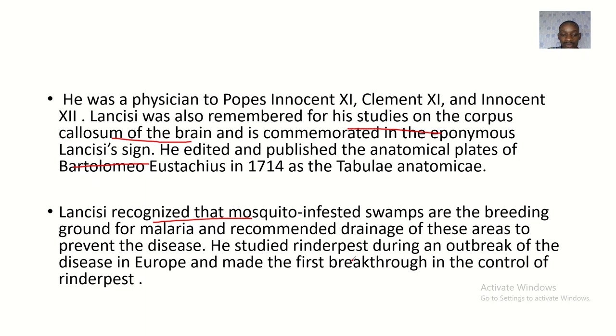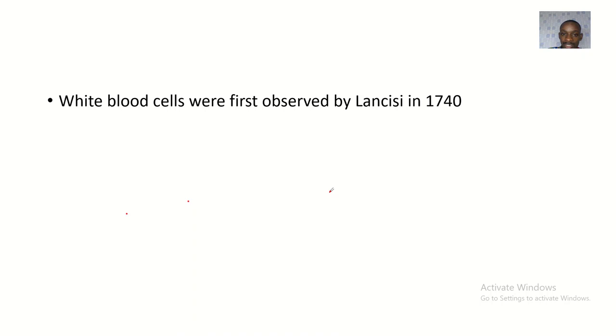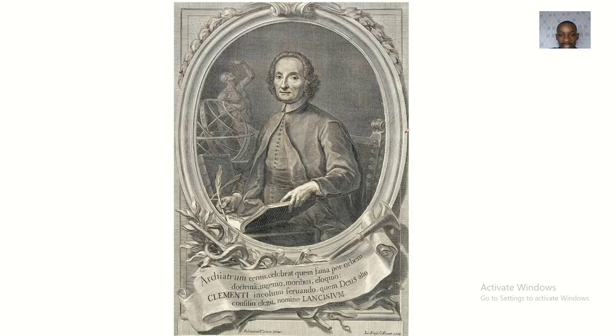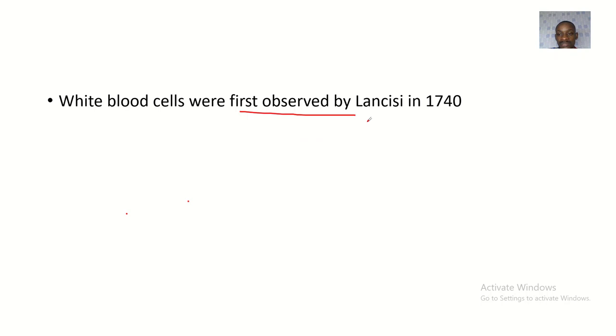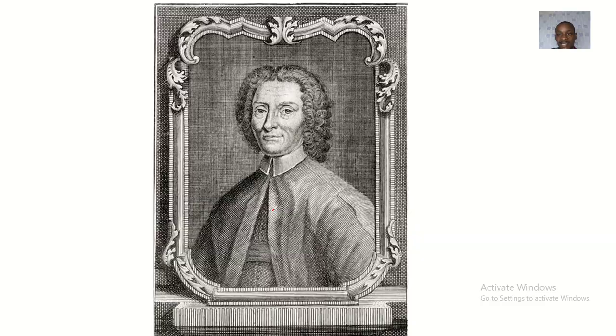He also studied rinderpest during an outbreak of the disease in Europe and made the first breakthrough in the control of rinderpest. So this is Giovanni Lancisi on our screen. Also related to anatomy, white blood cells were first observed by Lancisi in 1740.